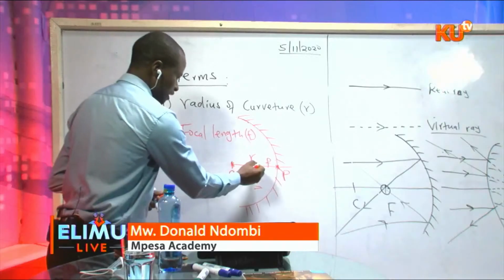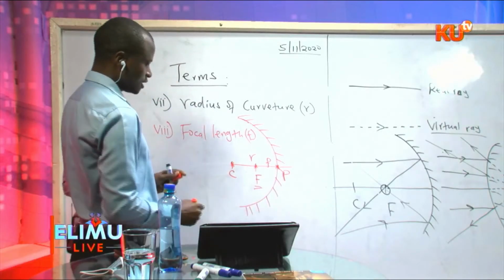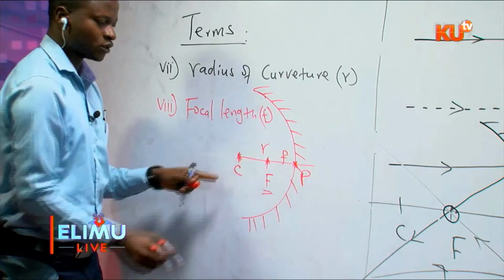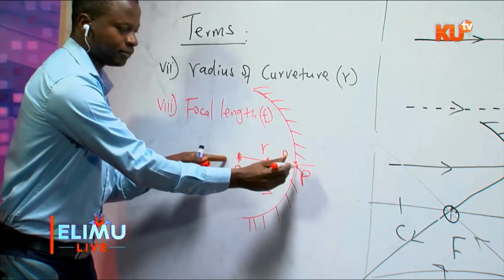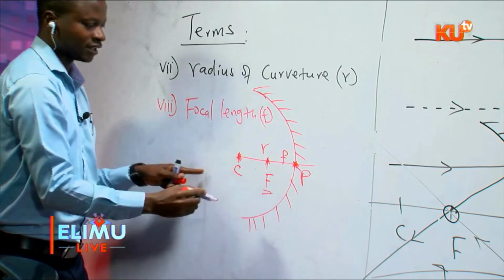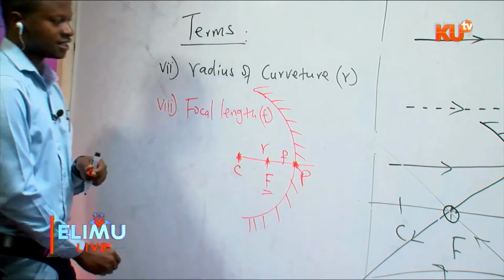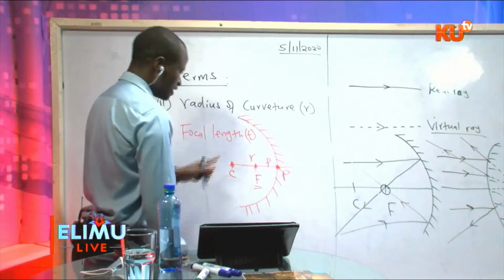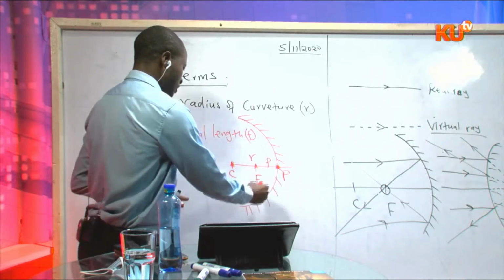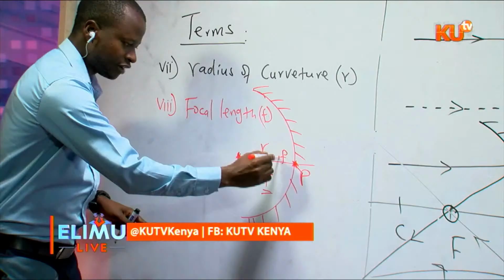Now looking at this keenly, you realize something: if this is the radius, then the focal length is always halfway from the pole of the mirror to the center of curvature. F is always halfway. What does that tell you? Though we shall prove this later, mathematically speaking, CF is equal to FP.